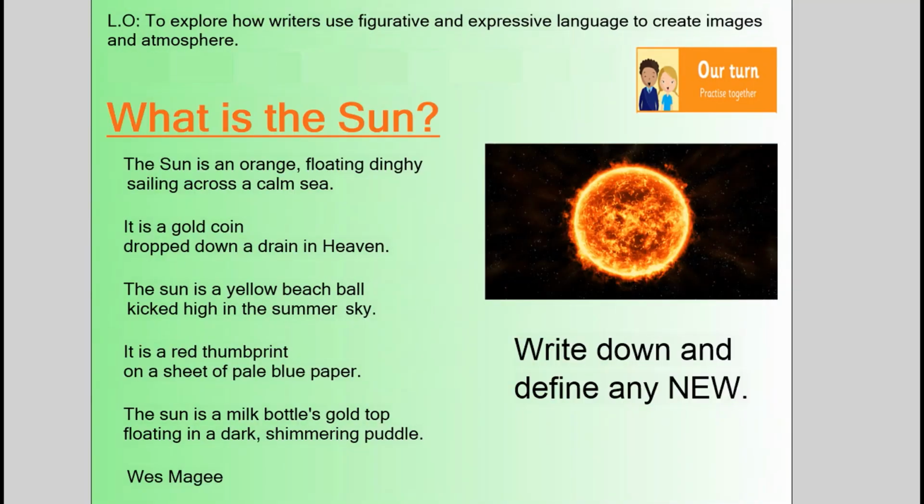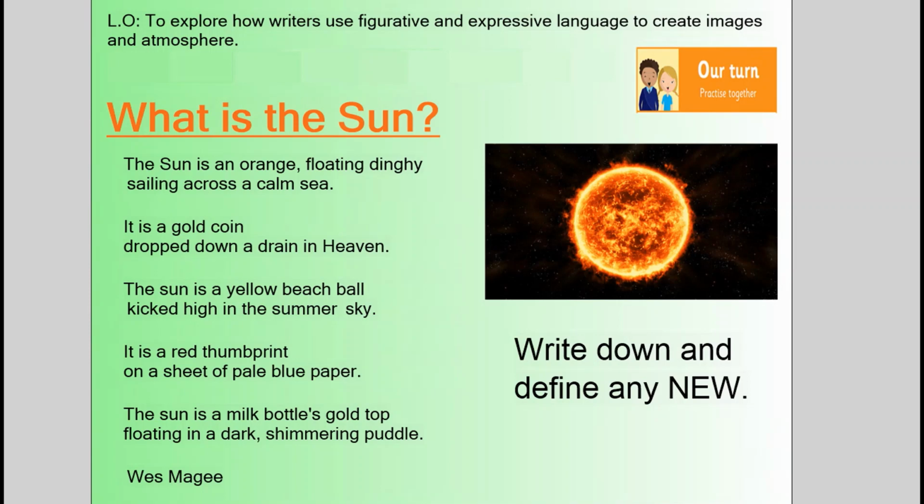So this is the poem I want you to identify the features in for me. The poem is called What is the Sun, and it's by Wes Magee. Now, if you're not sure about any of these words or any of them are new words to you, remember to write them down. So it's my turn. I'm going to read it out to you.